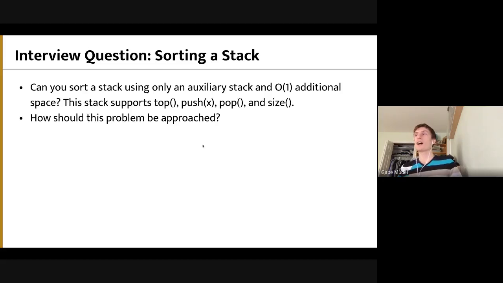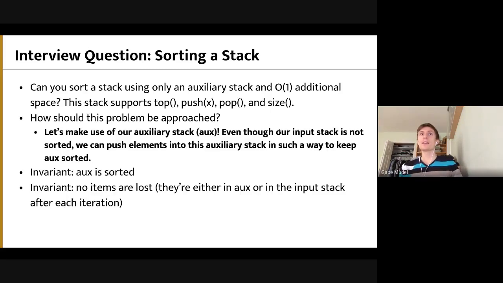One thing to note is that you need to take advantage of this O of 1 additional space. So you have 2 stacks, and then you have O of 1 space. What you use that O of 1 space for is just to have one variable that is your current element, so to speak. So what we can do is make use of this auxiliary stack, and we have a current element.